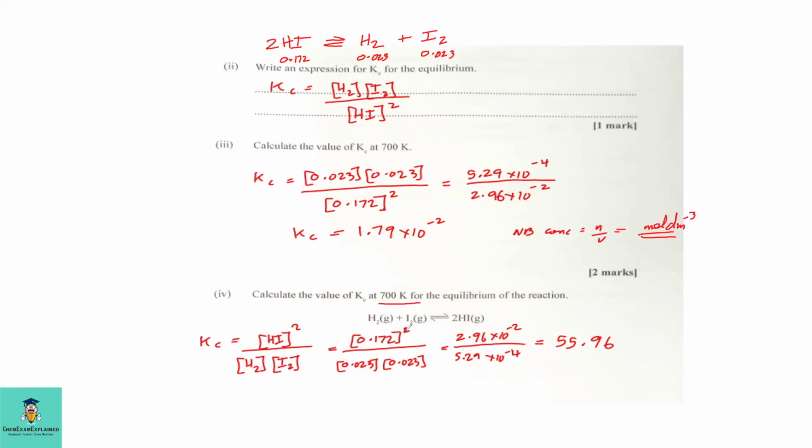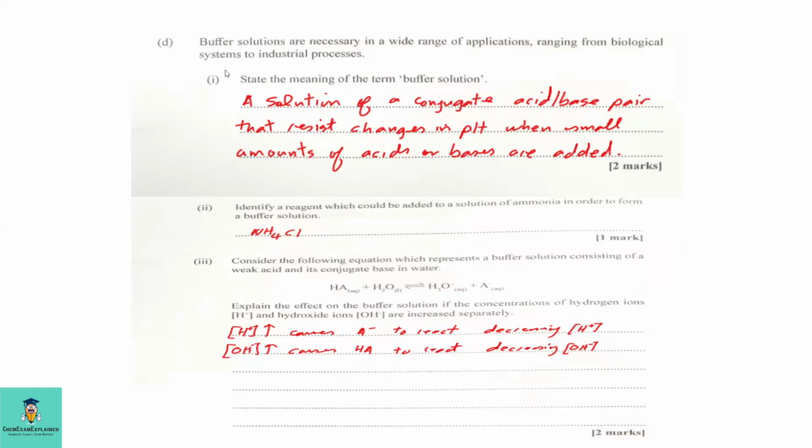If you realize that this concentration is squared, so it's moles per dm cube times moles per dm cube divided by moles per dm cube times moles per dm cube. All our units are cancelled, so this value is dimensionless.